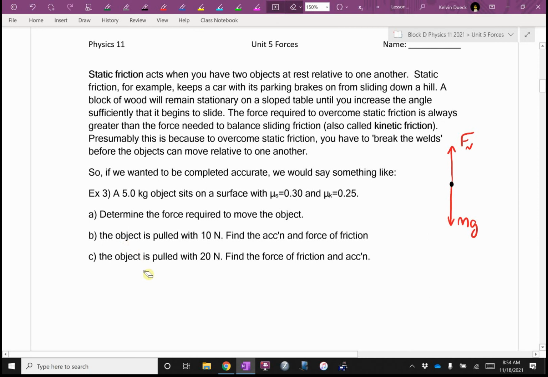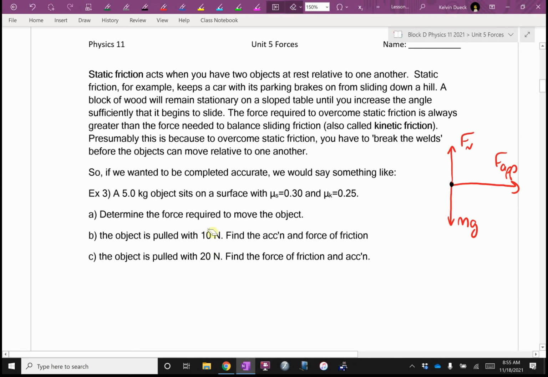In part B and part C, we're going to pull on this. So I'm going to say that there is an F applied. It's going to change from question to question. Does this question want us to include friction? How do you know? It gave us some coefficients of friction. Which way will I point friction? Okay? Bigger, smaller, or the same size?